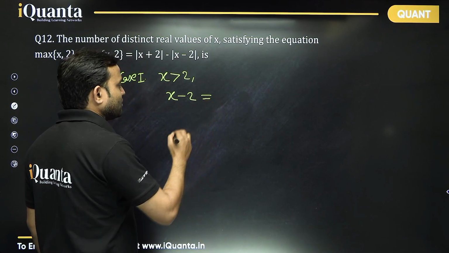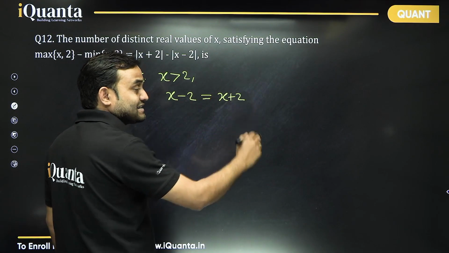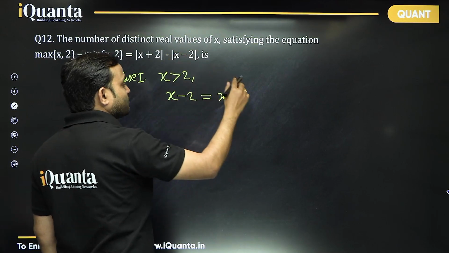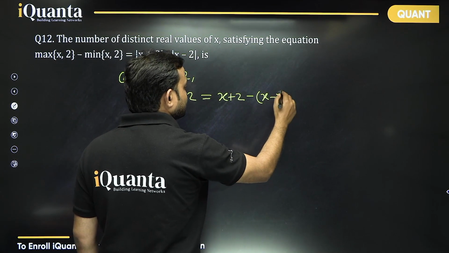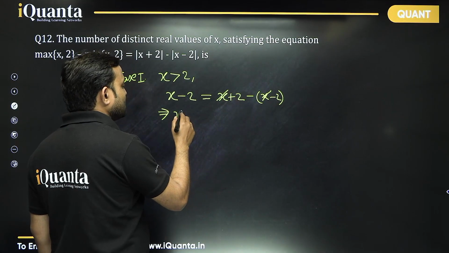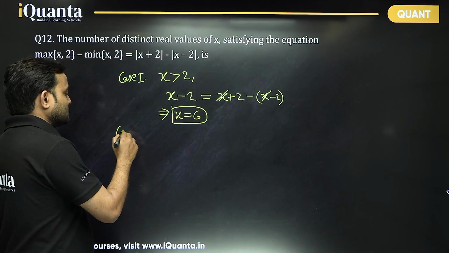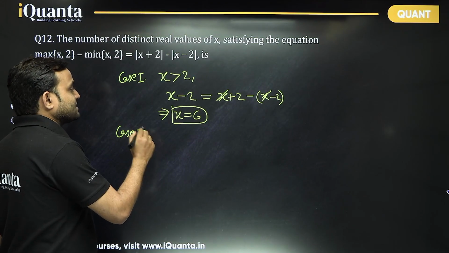If x is greater than 2, this expression will be positive, so this will be as it is. This expression will also be positive, so this will be as it is. So from there, we can say x cancelled out, and x is equal to 6. So one solution that we got. Then let's try the second case.